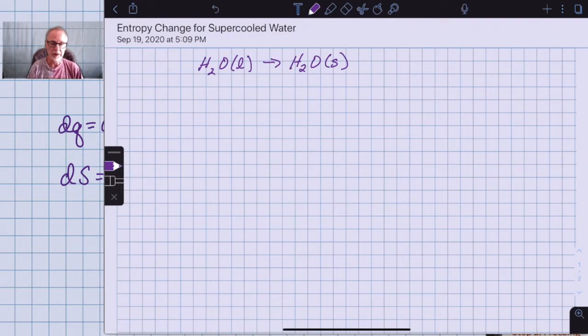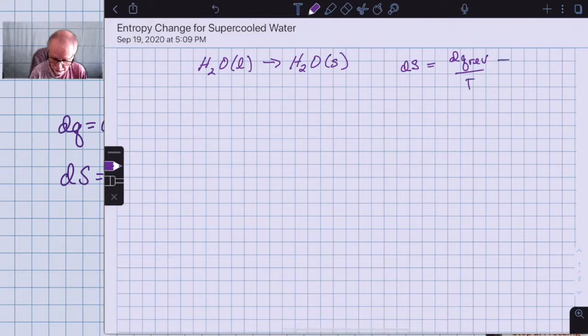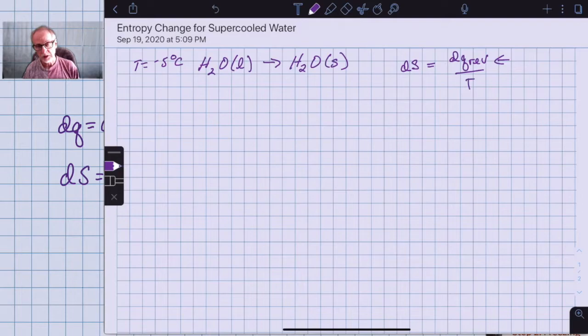But how can we calculate that? So we're going to set this up. Now, the thing to remember is that the definition of delta S requires that we use a reversible path to determine dq, which is the heat transferred in a particular process. And clearly at -5 degrees, this is not a reversible process. It is a reversible process, however, at 0 degrees. At the transition temperature, we have an equilibrium between the liquid and the solid, and that makes it reversible. So we need a reversible path.